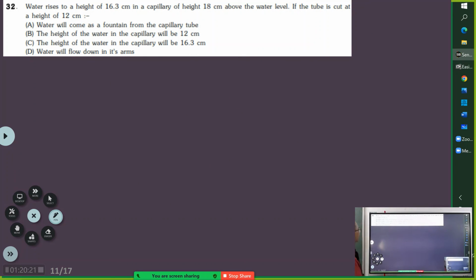Water rises to a height of 16.3 centimeters in a capillary of height 18 centimeters above the water level. If the tube is cut at 12 centimeters, tell me, what is the answer? Now all the theory I have explained so far. I explained enough theory. What will be the height, 12 centimeters, that's all. Because 12 centimeters, just now I explained that. So B is the option. Okay, got it? Yes, sir.